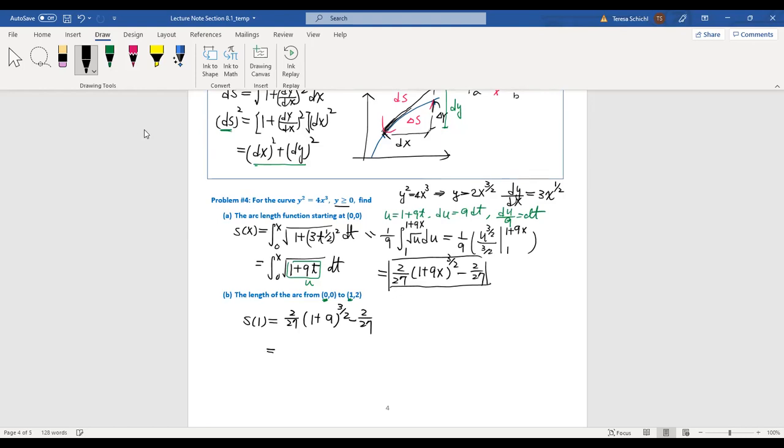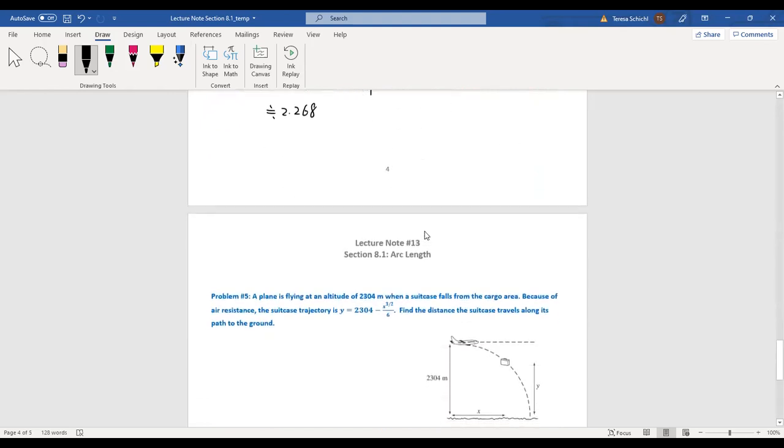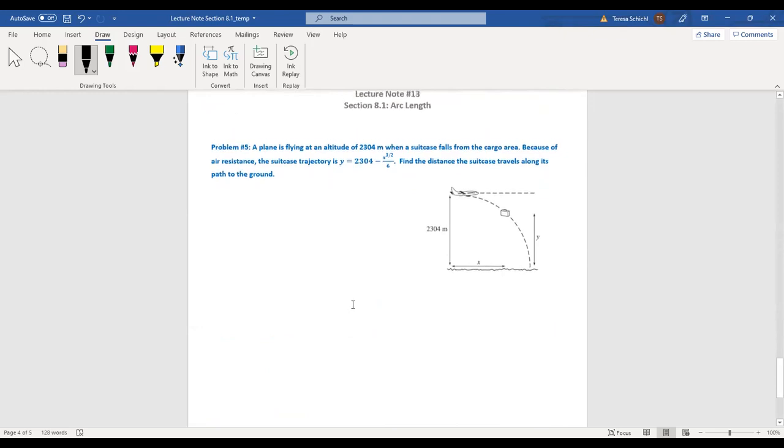And if you put it into a calculator, you will get a value very close to 2.268. Okay, so it's the same thing like we did before. Right now we just write the arc length into a function form, so you can plug in any points along the functions, right? Okay, let's take a look at the applications here.